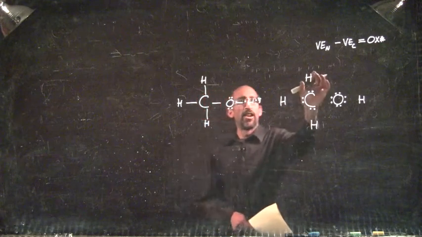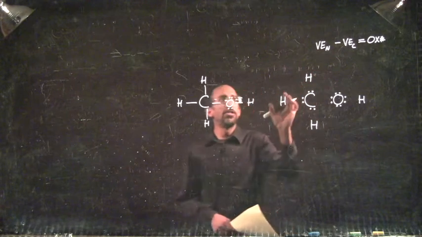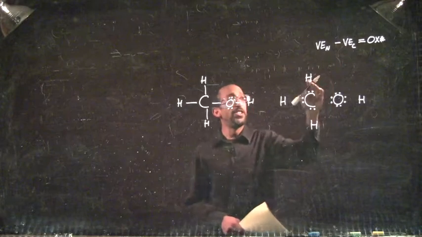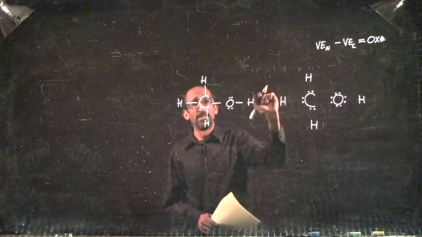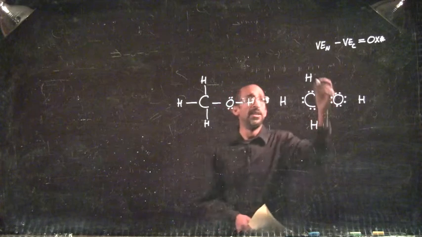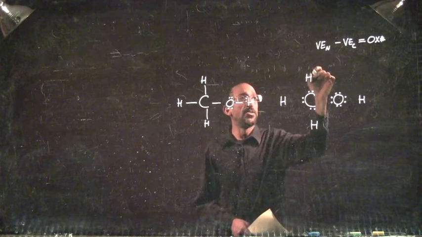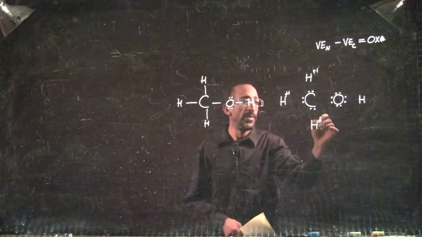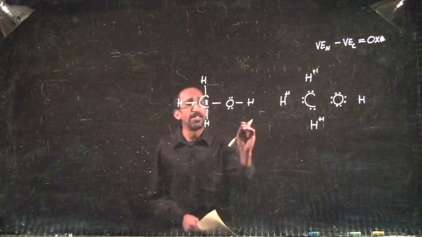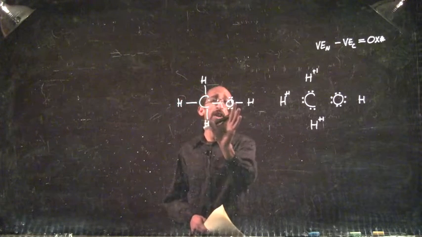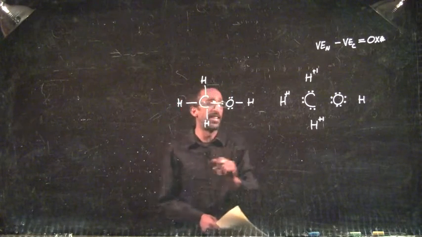So if we take a look at our hydrogen atom here, hydrogen normally has 1 valence electron. In this situation, it has 0 valence electrons. 1 minus 0 is positive 1. So my hydrogen atoms all have an oxidation state of +1. Now remember, this is their oxidation number or oxidation state. It's not the formal charge on that atom. It's just what its oxidation state is.